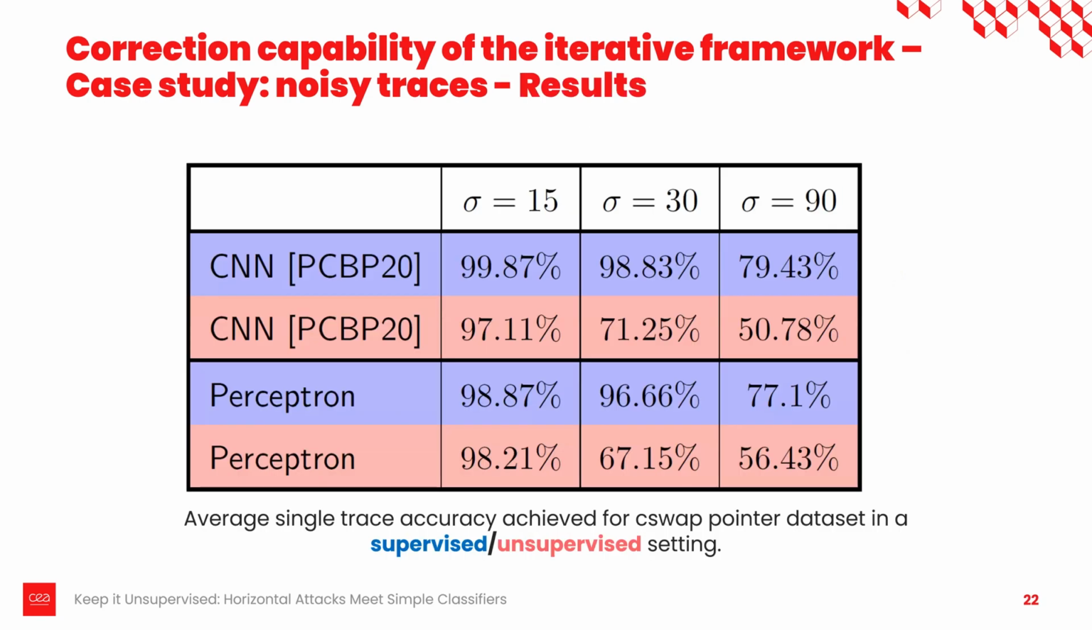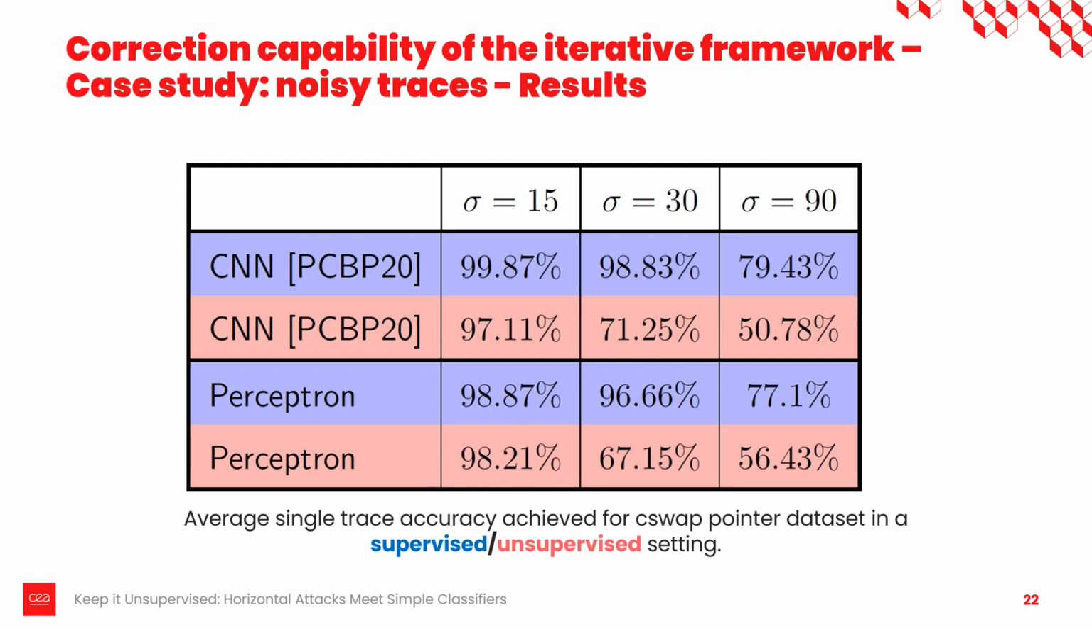In this context, we consider our two architectures, namely the single perceptron and the CNN model proposed in 2021. And we use them in two different ways. So first, we use them in a supervised way to perform classification and estimate a correct upper bound. And then we use them in the unsupervised corrective framework in order to observe the capability of this iterative framework to reach the upper bound.